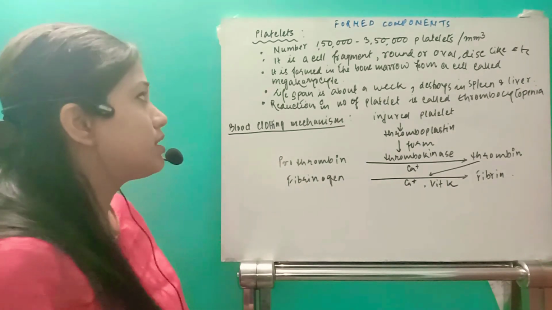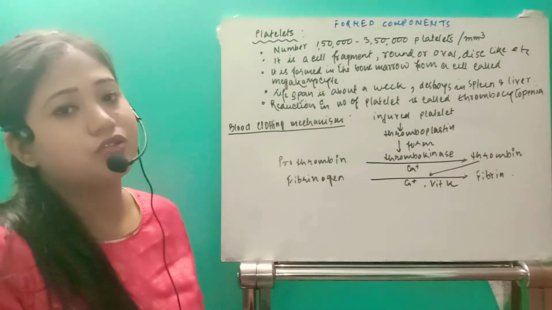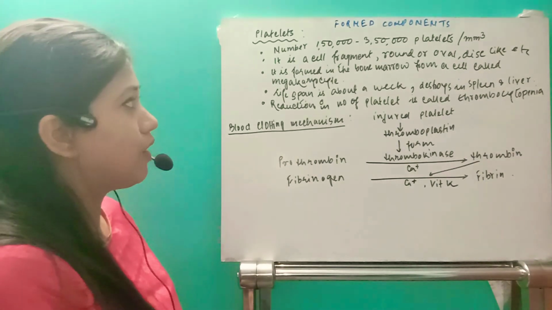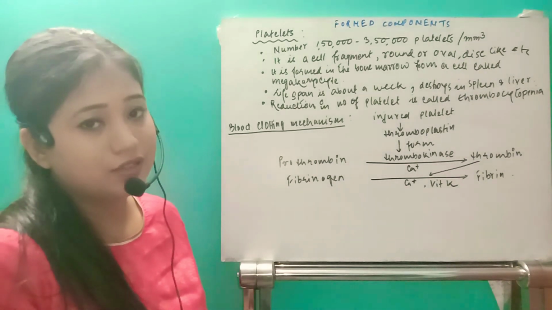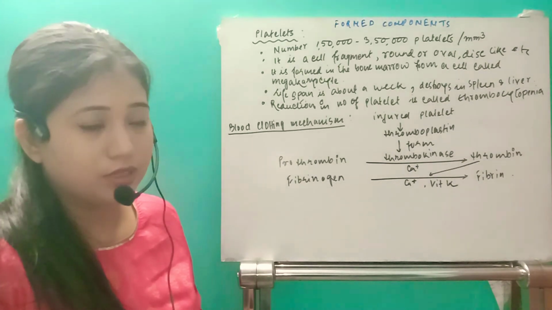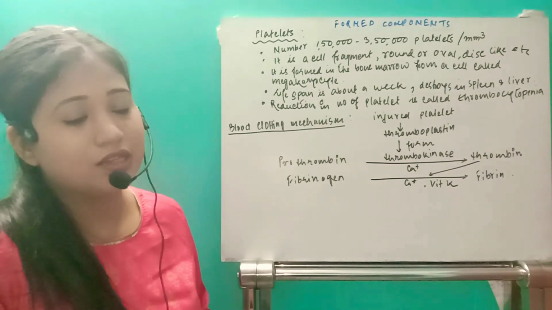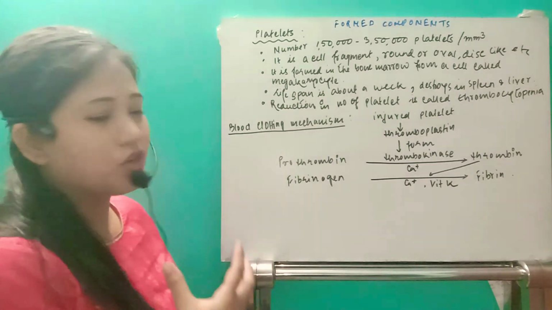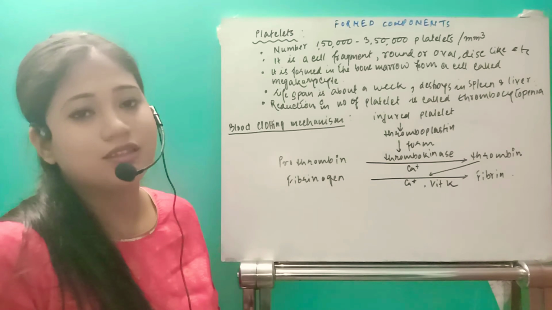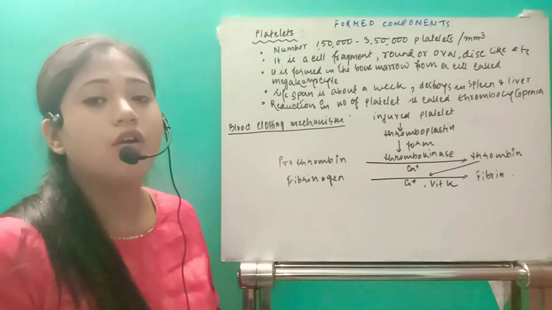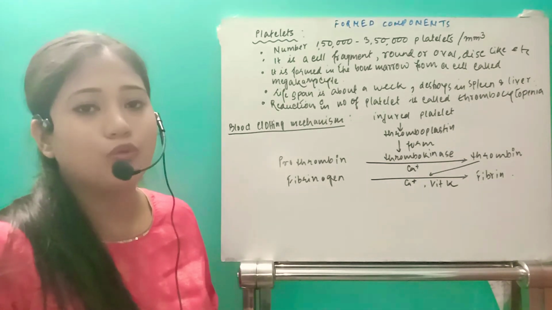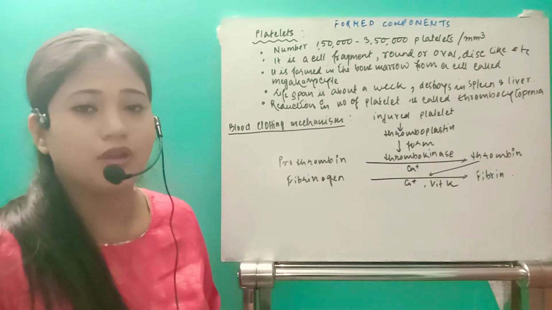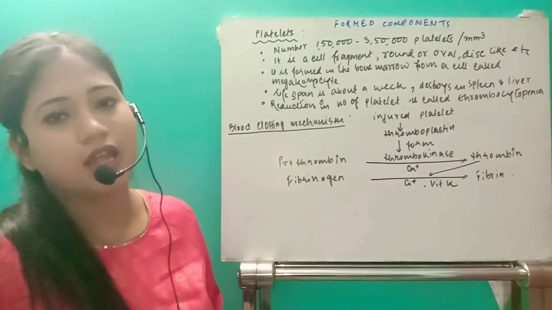Next, see the important characteristics of the platelet. The platelet amount in our body is around 1,50,000 to 3,50,000 per cubic millimeter. It is the second highest present in the blood. Next, what is the structure and shape? It is basically a cell fragment which is formed from a cell in the bone marrow called megakaryocyte, and it is oval in shape, round, or disc-like also.